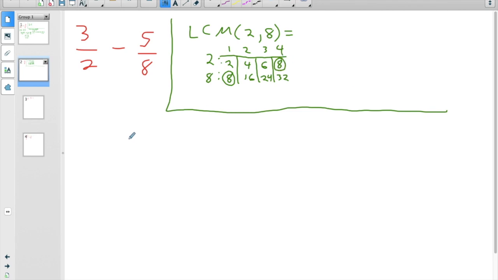I have to ask myself, since I now have a common denominator of 8, 2 times what gives me 8? Well, that's 4. So I need to do 4 times 3. And then over here, 8 times what gives me 8? Well, that's 1. So I have 5 times 1. And this is going to give me 12 minus 5.